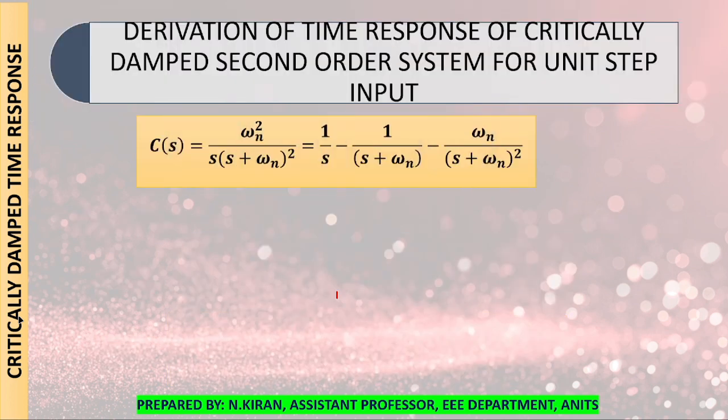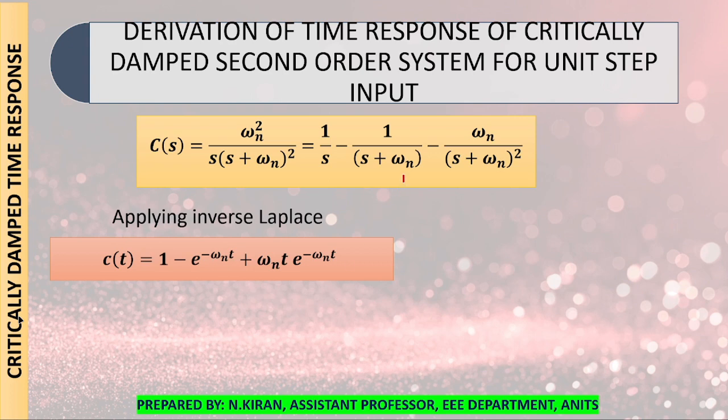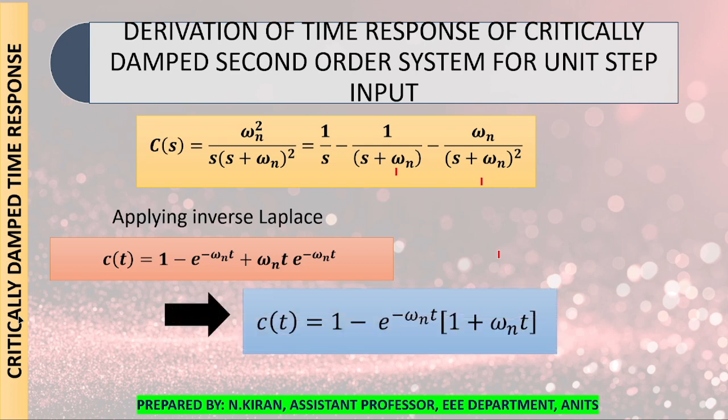So this I can apply inverse Laplace to, because everything is in standard form. The first term becomes 1. The second term will become e power minus omega n t. The third term will become omega n t into e power minus omega n t. Further, if I take e power minus omega n t common from the second and third terms, that will give me the expression as 1 minus e power minus omega n t into (1 plus omega n t).